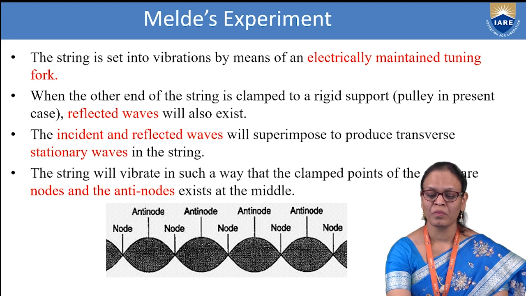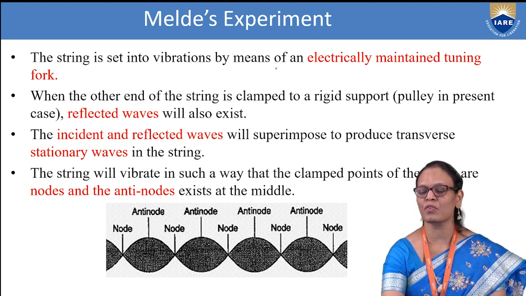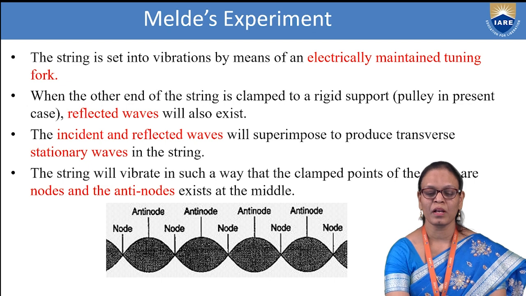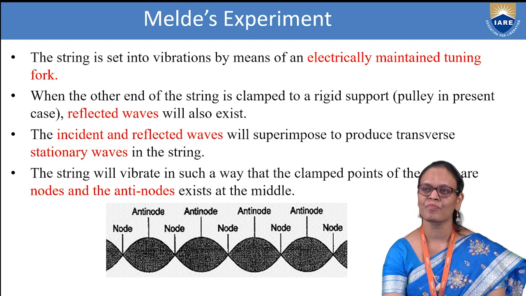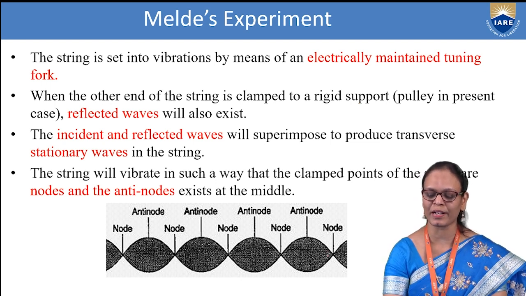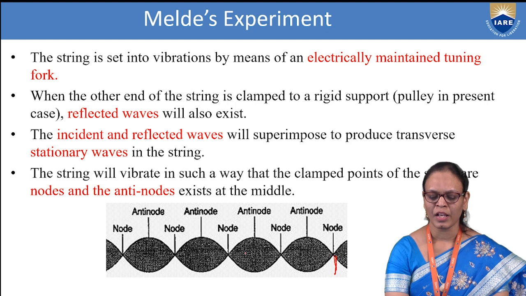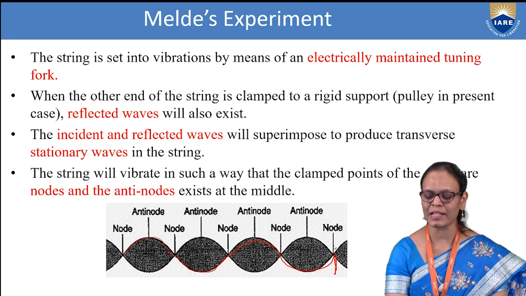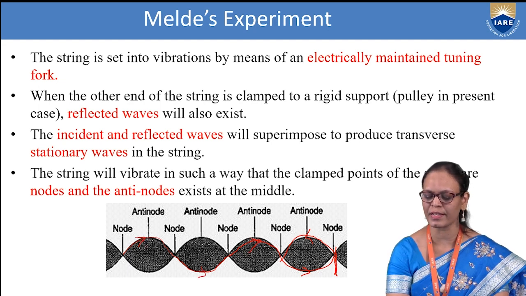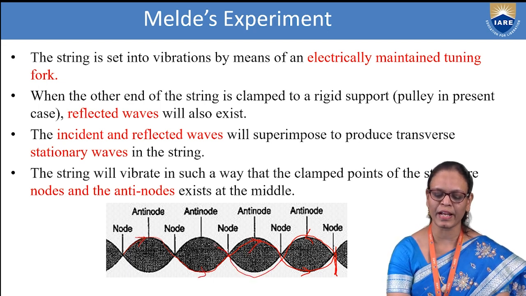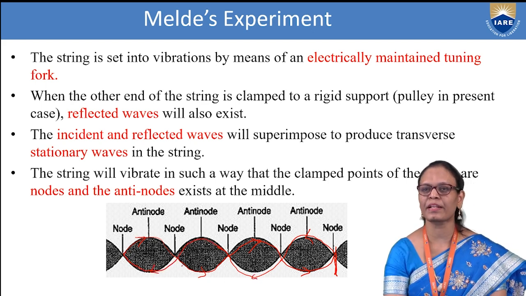Now, when the string is set into vibrations by means of the electrically maintained tuning fork, the other end of the string is clamped to a rigid support, as we have seen in the apparatus. The waves will get reflected back. Suppose we are clamping it at this end. If this is the wave that is coming forward, because it is clamped at this end, this wave will get reflected backward. So this is the forward wave, the incident wave, and this wave will get reflected back like this. We call this the reflected wave.